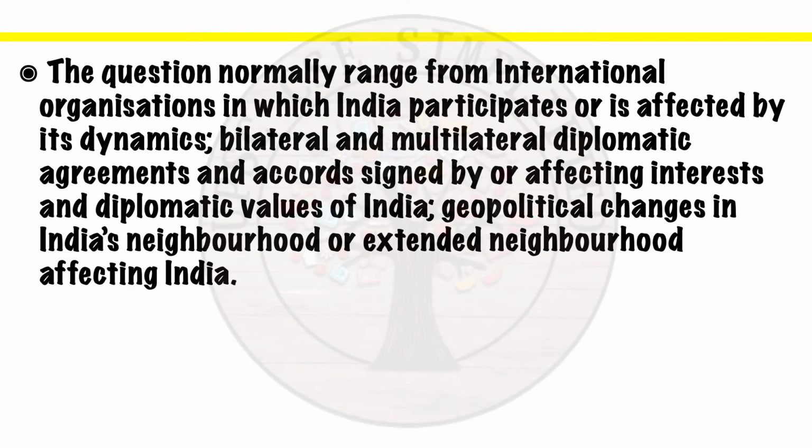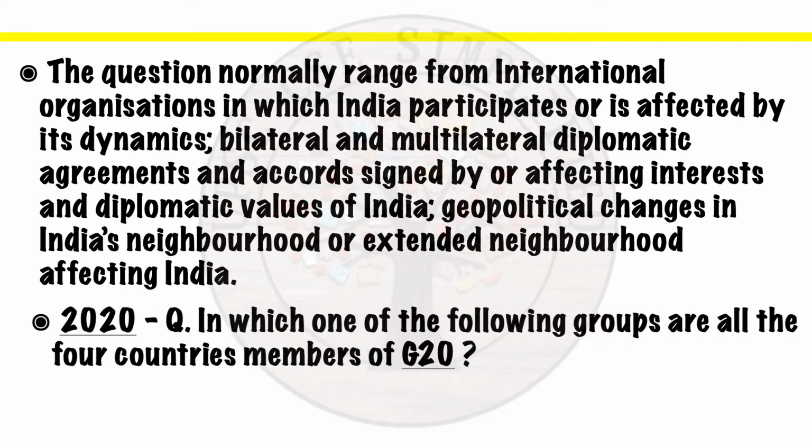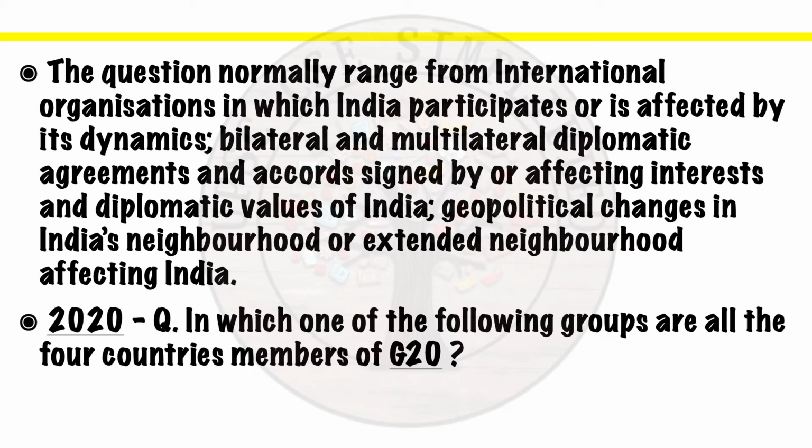The questions normally range from international organizations in which India participates or is affected by its dynamics, bilateral and multilateral diplomatic arrangements and accords signed by or affecting interests and diplomatic values of India, geopolitical changes in India's neighborhood or extended neighborhood affecting India. For example, in 2020, a question was asked in which one of the following groups are all the four countries members of G20. So this was a question related to international organizations, or you can say bilateral organizations, that is G20.